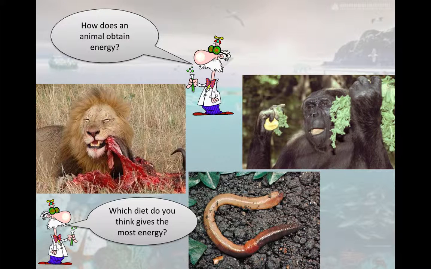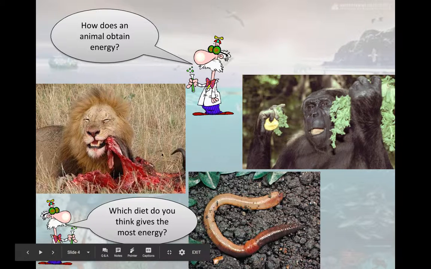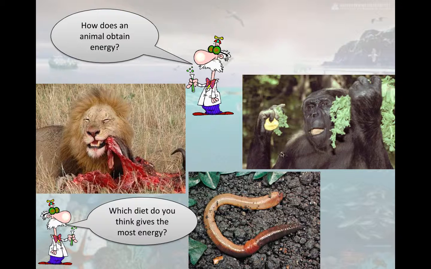So let's look at this picture here. The question here is, how does an animal obtain energy? So obviously, if you look at all these pictures, all these animals are doing something. What are they doing? 3, 2, 1. They're eating. So we have 3 animals here eating.